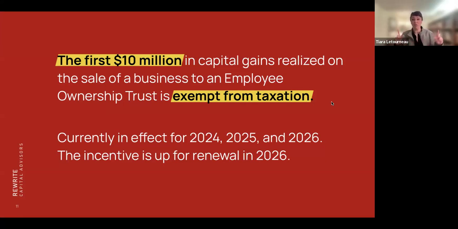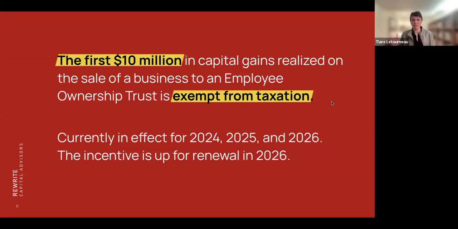However, if you have two companies that operate completely separately, let's say you have a plumbing company over here that you own and an IT company over here, and they don't have anything to do with each other, if you sold one to an EOT and then another to an EOT, they both could get the EOT capital gains tax exemption. So this was created in 2024, and it was in effect for 2024, 2025, and it expires at the end of 2026.